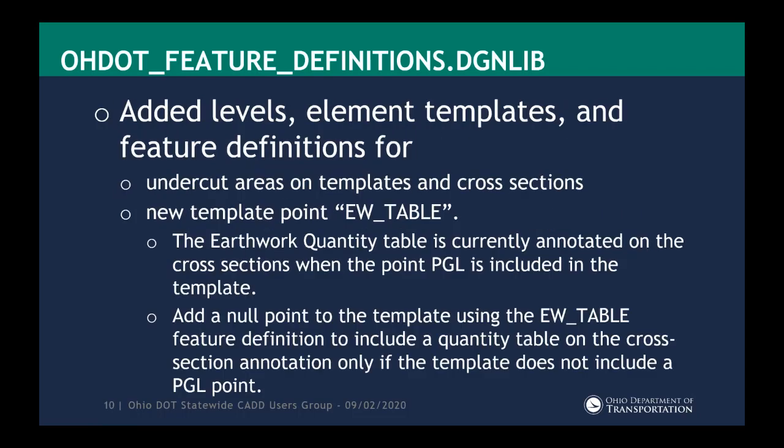We also added element templates and feature definitions for undercut areas on templates and cross sections, and a new template point EW table was added. Currently, the earthwork table is annotated if the PGL point is included in a template, but if it's not included, that table does not get annotated. So adding the EW table null point will also trigger the annotation of that earthwork table if the PGL point does not exist in your template.